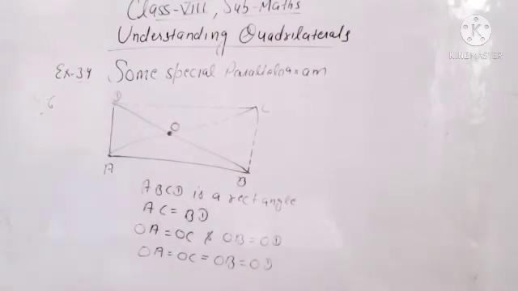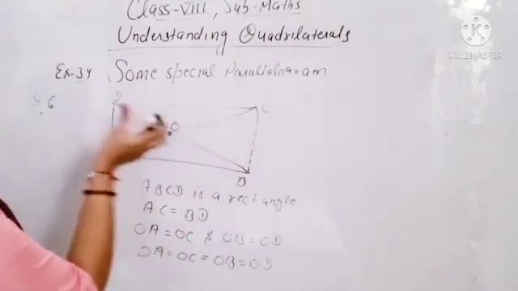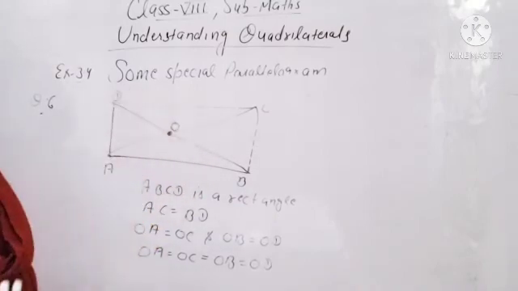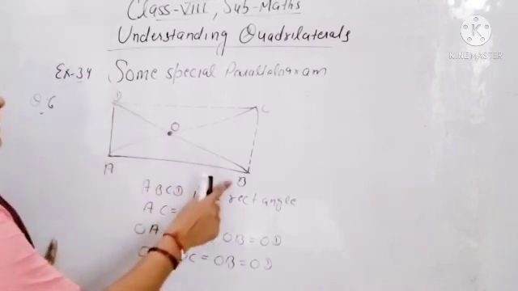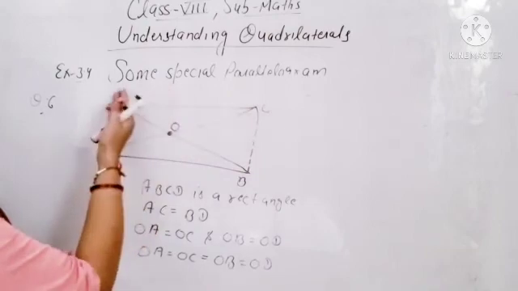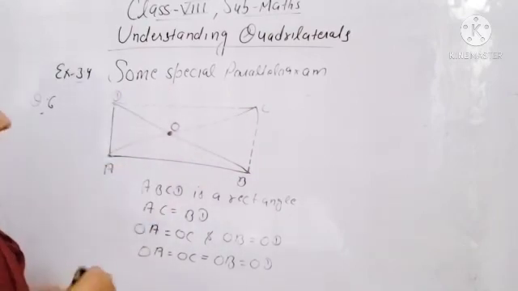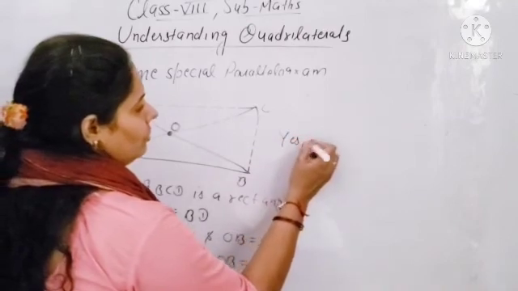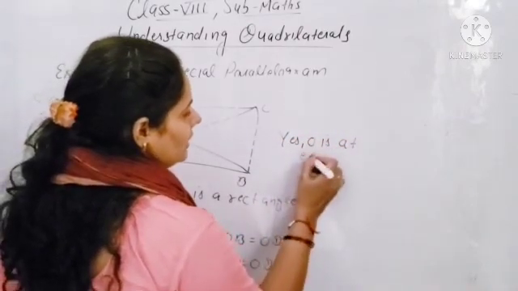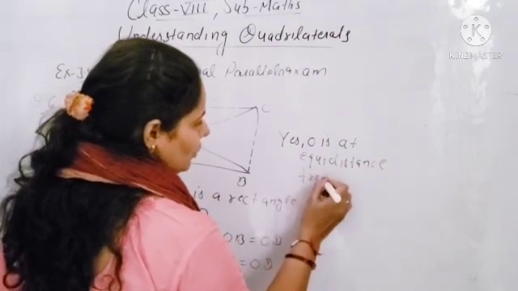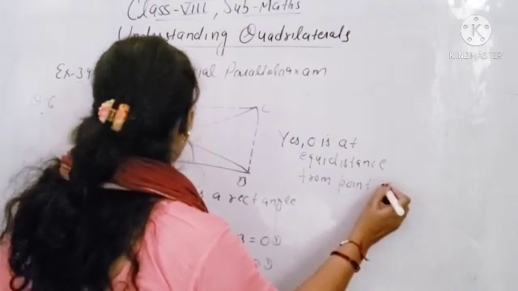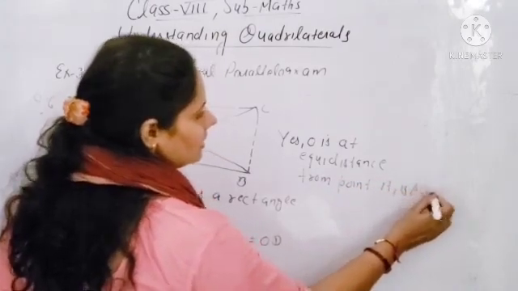If the total length is equal and they are bisecting each other, the half parts are equal, so all of these are equal in length. OA equals OC equals OB equals OD. So yes, O is at equidistance from D, A, B and C. They are not asking about C, they are asking about D, A and B, so you can say yes, O is at equidistance from points A, B and D. Clear?